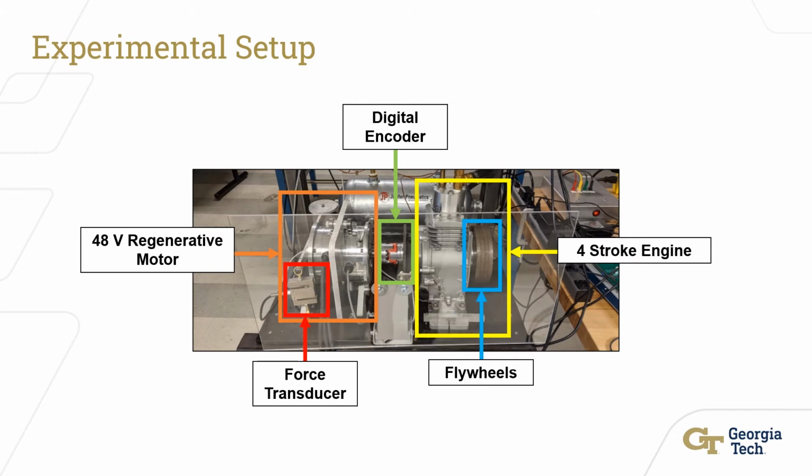The experimental setup has 2 different sensors, a digital encoder and a force transducer. The encoder measures the position of the piston, and the force transducer measures the torque on the motor. There's also flywheels at the end of the engine that can be added or removed to modify the rotational inertia of the system.